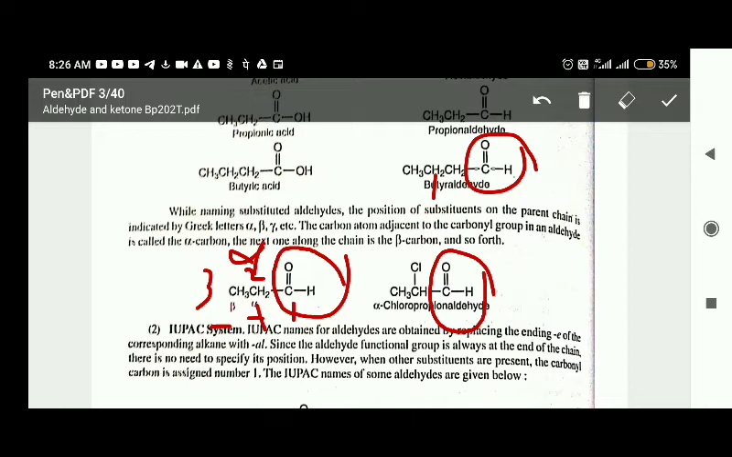Okay, same way your carboxylic acid also. But ketone is always in the second position most of the times. It may prefer to stay second, third, fourth, fifth, anywhere, but you can't put ketone in the first position. Okay, so see, this carbon is your alpha, so that's why this is alpha chloro. If this chlorine is in this position, then it would be beta chloro. Okay, so this is very easy.